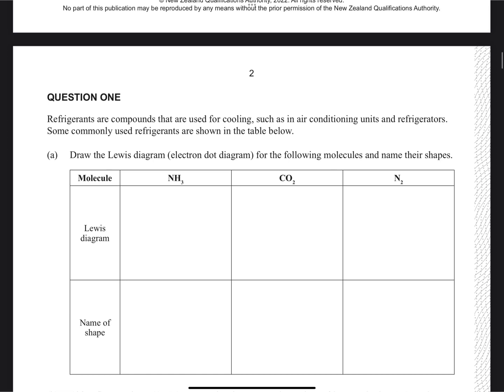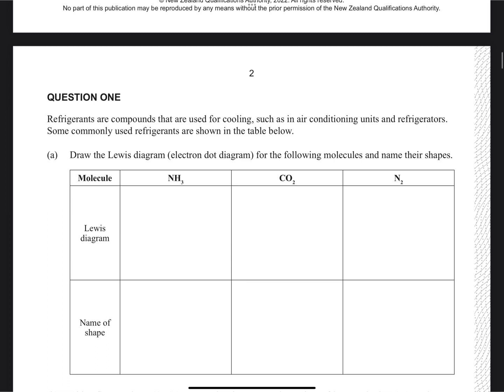Kia ora, chemistry kiddos. Before we move into our lesson, let's have a look at this NCEA question. We can only do the first half of it now, but hopefully by the end, we can do the second half of it. So let's start with the Lewis diagram for NH3, also known as ammonia.